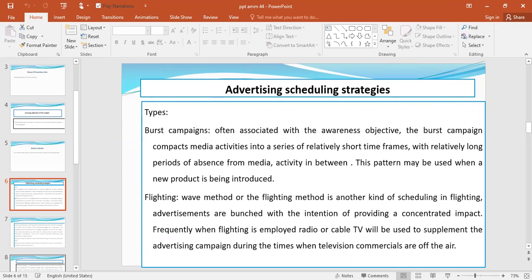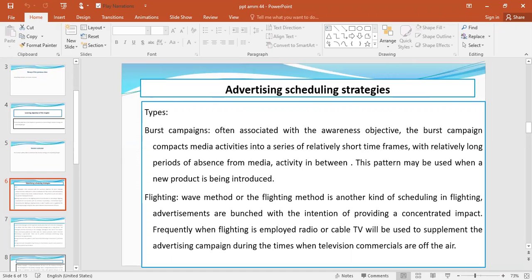The first one is burst campaigns, often associated with the awareness objective. The burst campaign compacts media activities into a series of relatively short time frames with relatively long periods of absence from media activity in between. This pattern may be used when a new product is being introduced.